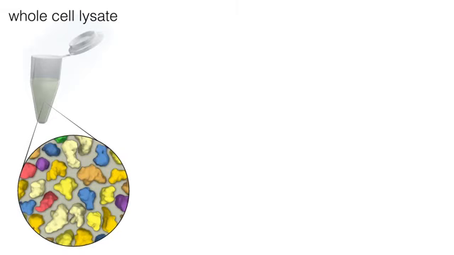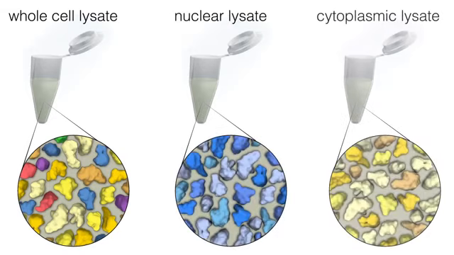Two other commonly prepared types of lysates are nuclear and cytoplasmic lysates, which contain only nuclear and cytoplasmic proteins respectively, often prepared to study the regulation of protein localization to these two compartments.